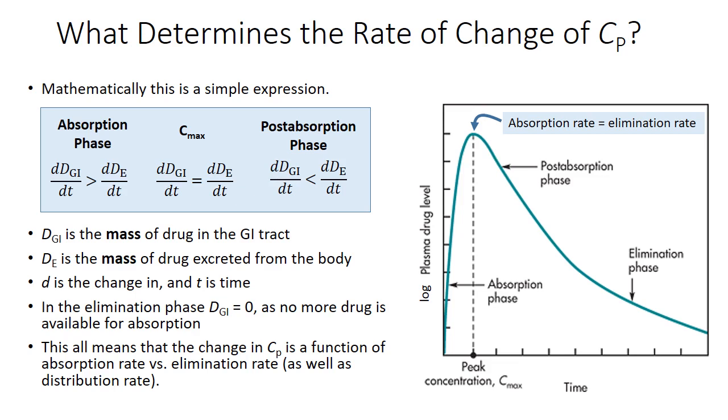Right? So all this means is that the change in the plasma concentration is a function of the absorption rate versus the elimination rate. And remember, in this case, with these curves, when I say elimination, I'm saying just removal from the plasma, either into another tissue or into the urine or feces. So it's either elimination or distribution. But what I mean is getting out of the plasma, right? So if the drug is getting out of the plasma faster than it's getting into the plasma, that's the post-absorption phase. Okay, and that's the main point there.